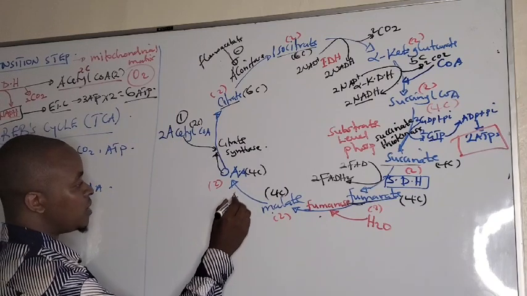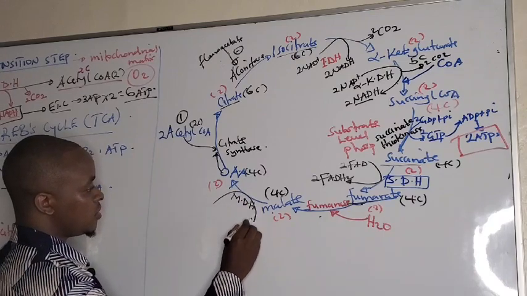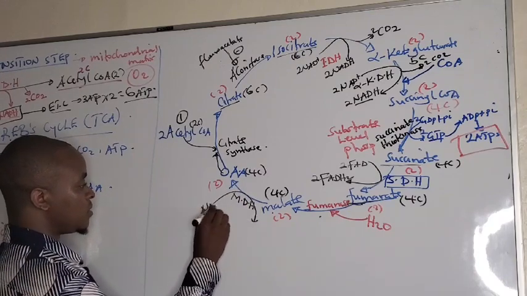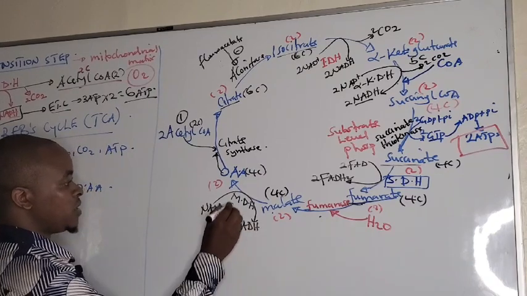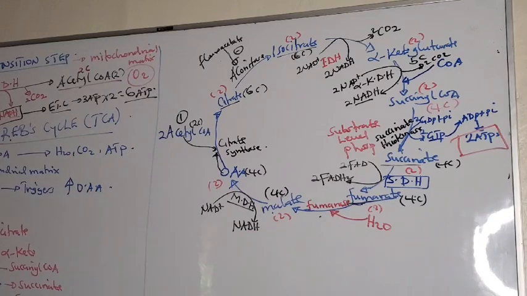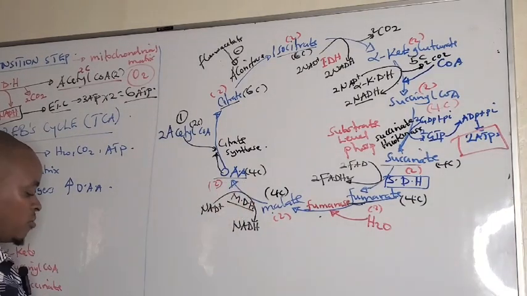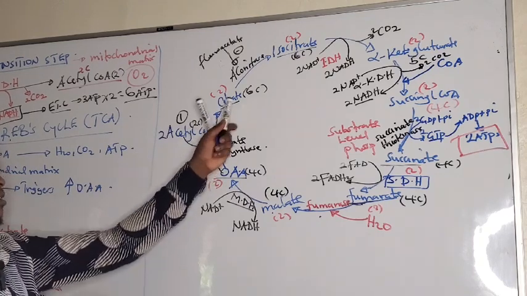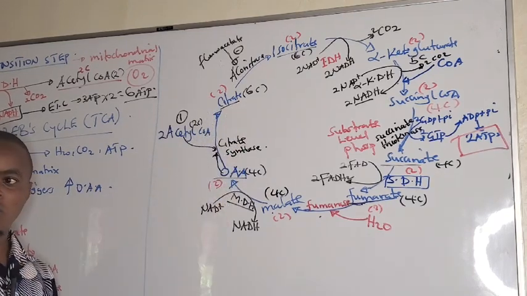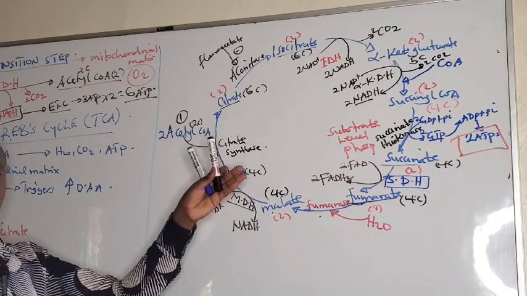In the presence of malate dehydrogenase, and whenever I say dehydrogenase, I see NAD plus being reduced to NADH. In the presence of malate dehydrogenase enzyme, we form oxaloacetate. And this oxaloacetate formed combines with more molecules of acetyl-CoA to form citrate, and the cycle continues like that. So this is how Krebs cycle occurs.